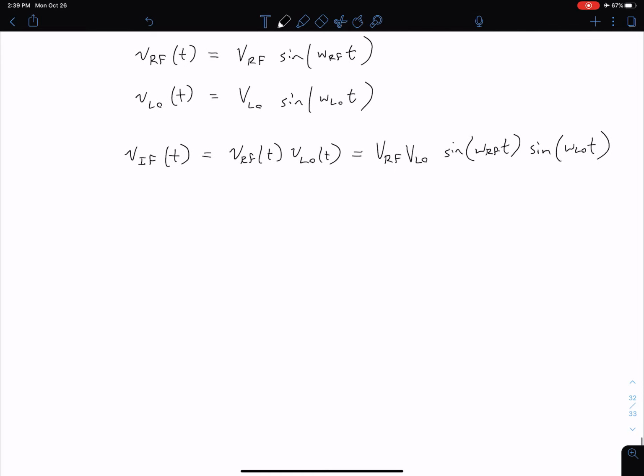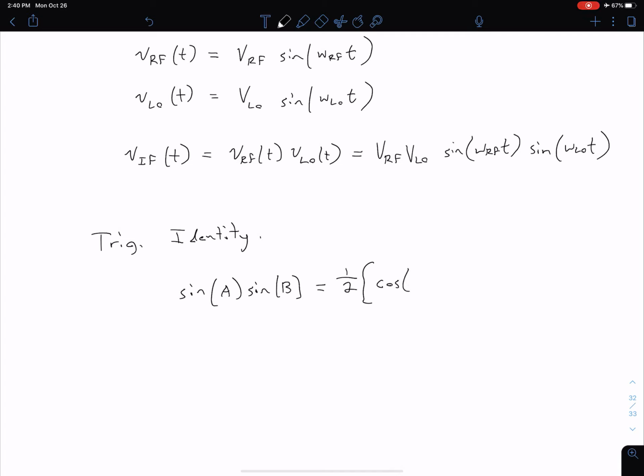And so looking at this, we can recall that we have a trig identity to help us when we have two sinusoids being multiplied together. If we have sine of A times sine of B, that's equal to 1/2 times the cosine of the quantity A minus B, minus the cosine of the quantity A plus B.